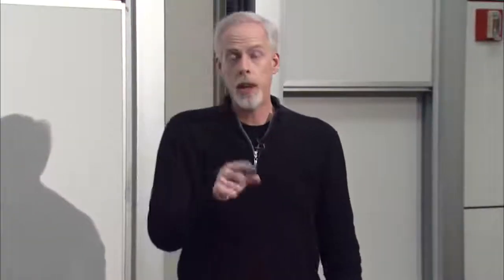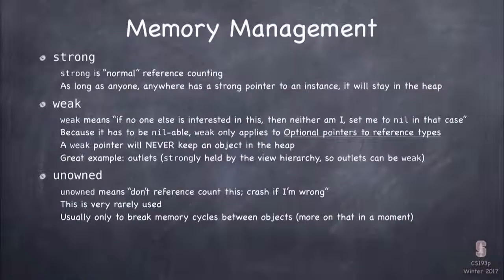And I'm going to show you an example here of another case where making that kind of memory cycle is super easy. And that's bad that it's easy because you can get these cycles where things are being held in memory. The last one is unowned.